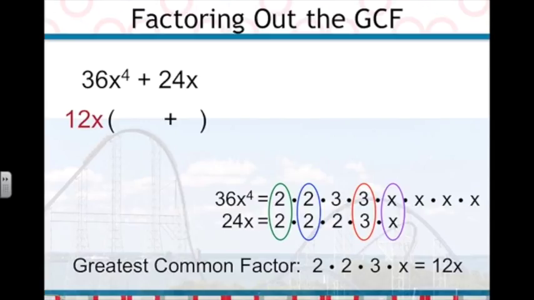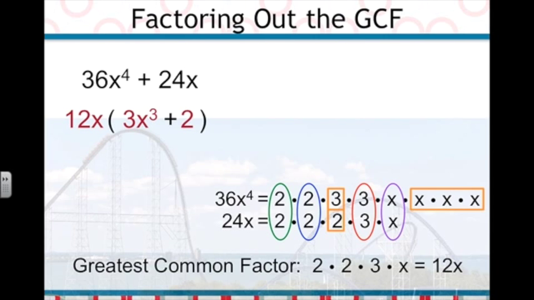The first term is formed by multiplying the leftover factors from the 36x to the fourth. Notice that after we take out all the factors that make the GCF, we have a 3 and 3 x's left over. Multiplying those back together, we get 3x cubed, so we'll put that in the parentheses. The only factor left from the 24x is the 2, so that will be the second term in our parentheses.